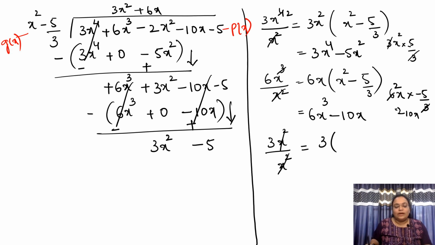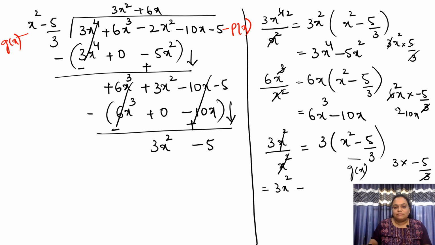So we need to again divide it, which is 3x square divided by x square, which is 3. You again multiply it with x square minus 5 by 3, which is your g of x. You will get 3x square minus 3 into 5 by 3, which is minus 5. So let us take plus 3 in the quotient and write 3x square minus 5 here.